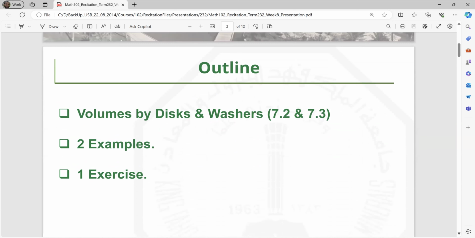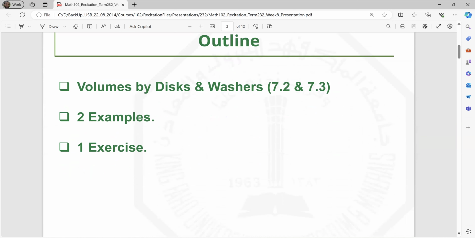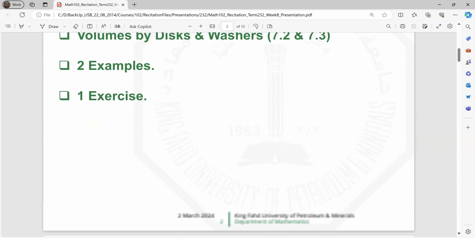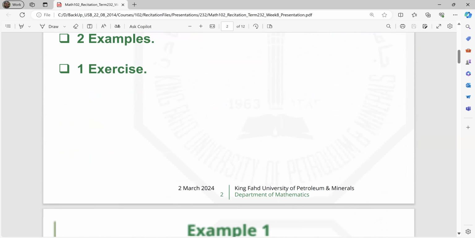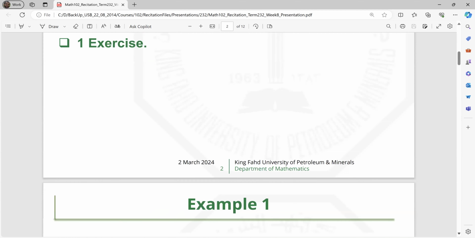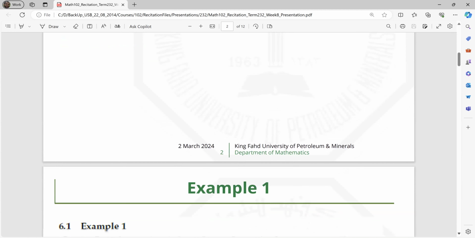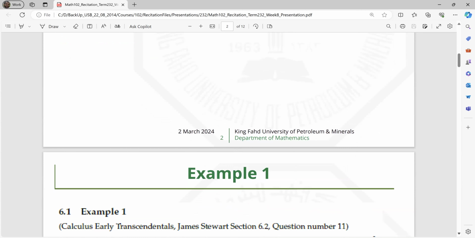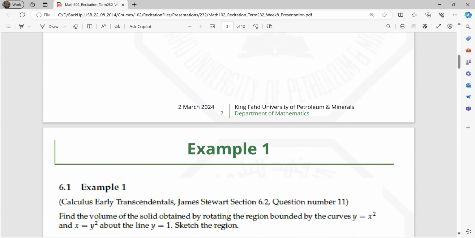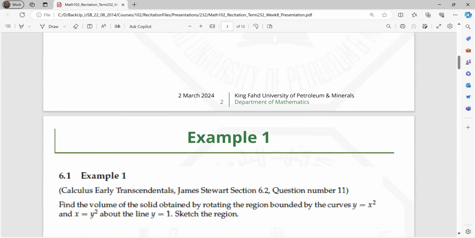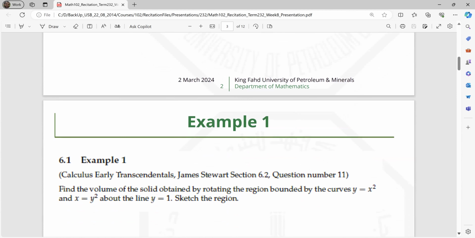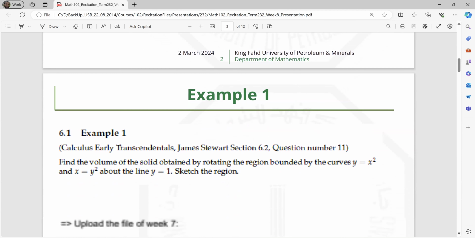So our first example is from Stewart's calculus book. And here they ask us to find the volume obtained if we rotate the region that is bounded by the curves y equals x squared and x equals y squared about the line y equals 1. We'll start first of all by sketching the region, of course.